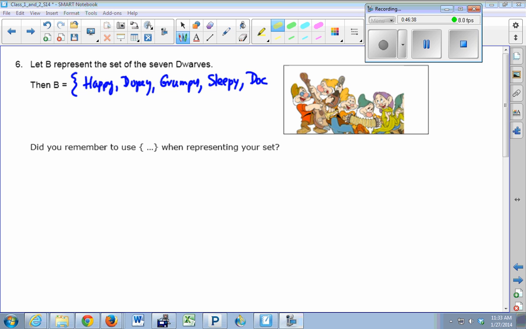Doc, bashful, 1, 2, 3, 4, 5, 6, and sneezy. All right, there you go. Those are the 7 dwarfs. So what's important here is this is called the roster method because you can list it. That means it's a finite set.